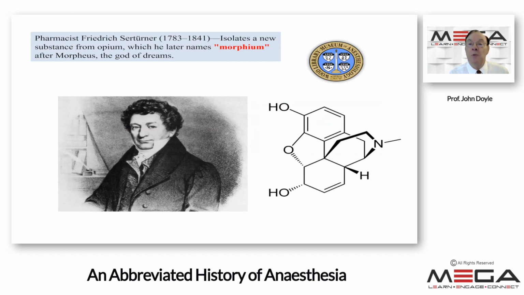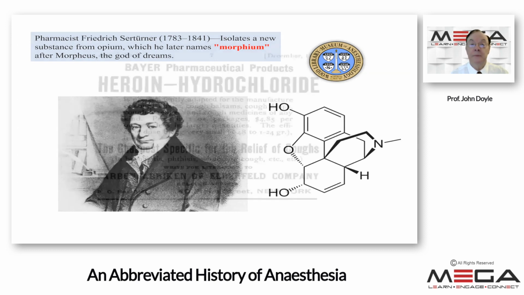Later on, we had opium made into morphine. The pharmacist Friedrich Serturner isolated morphine from opium. And that changed the history of anesthesia in important ways because it was a very effective analgesic, named after Morpheus, the god of dreams.